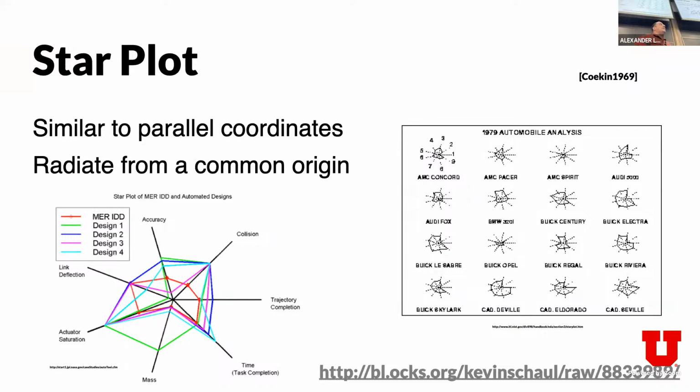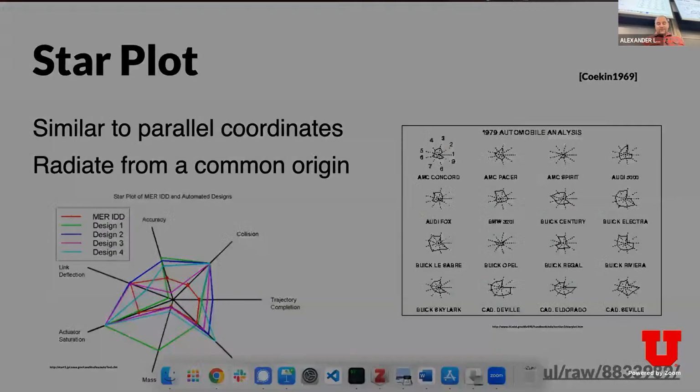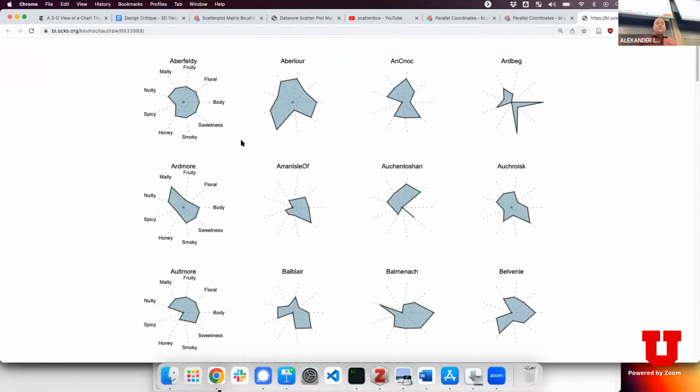So the little brother of parallel coordinates are star plots, right? Star plots, same idea, but instead of having the axes parallel, they all radiate out from one point. And my favorite example of this is whiskey. You might have seen this, actually a few Utah beer breweries have this on their cans, right? These flavor profiles, like is it very hoppy? Is it very malty? Is it sour and so on? And the same thing is here.